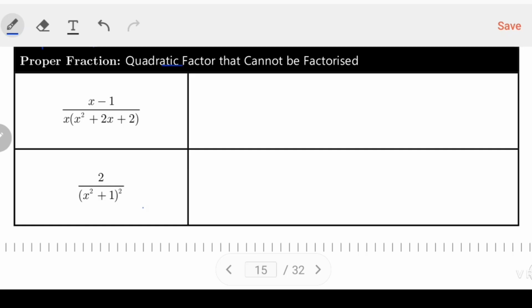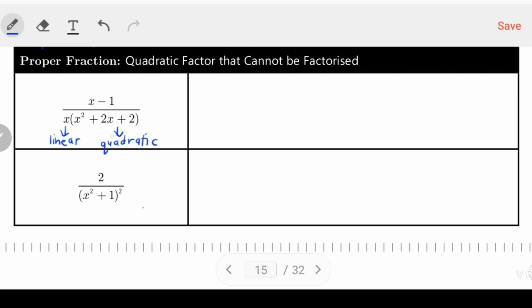Next, for the case of quadratic factor that cannot be factorized. If you look at the first example, x minus 1 over x times x squared plus 2x plus 2. So x is a linear factor, while x squared plus 2x plus 2 is a quadratic, a quadratic factor that cannot be factorized. If we can still factorize the quadratic, we have to factorize and we have two linear factors. But for this case, x squared plus 2x plus 2 cannot be factorized, so it is considered as a quadratic factor.